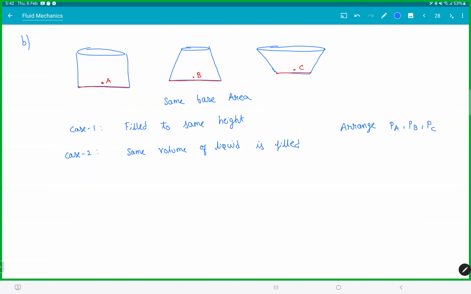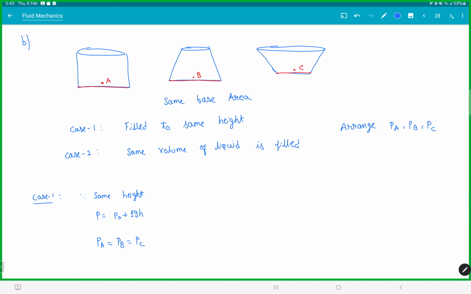Let's see. First was easy. Like I said, the pressure depends only on the height. Case 1, since the height is same, we know pressure is equal to P naught plus rho gh. So PA is equal to PB is equal to PC. Like I said, it doesn't matter the shape of the container. If the height is same, it is there.